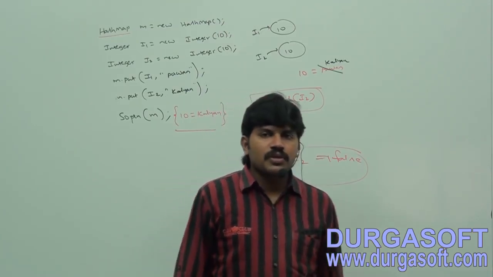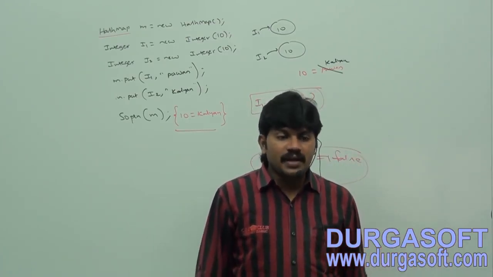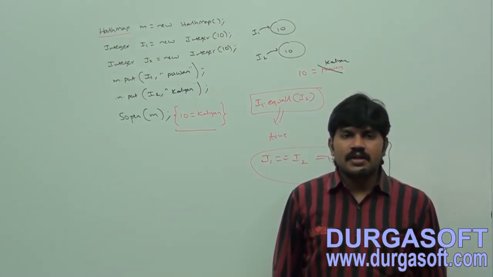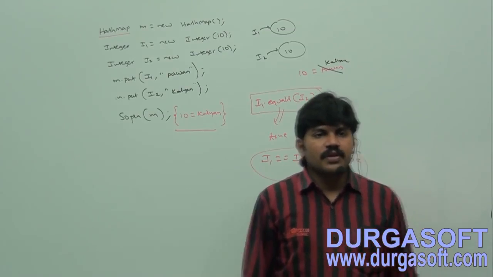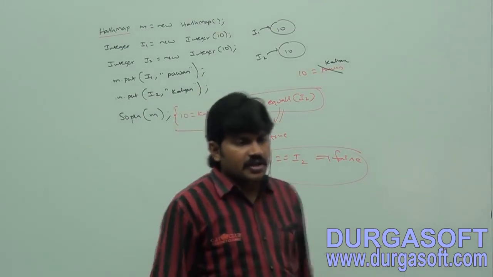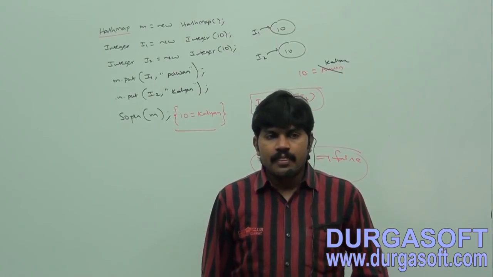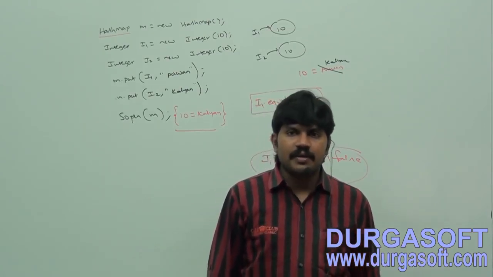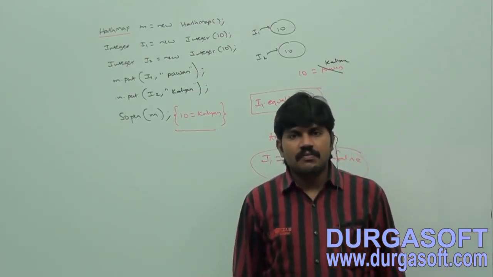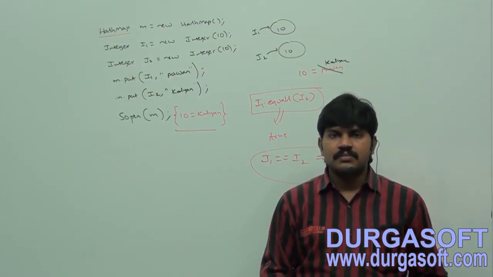In a normal HashMap, the JVM will use the dot equals method to identify duplicate keys, which is meant for content comparison.